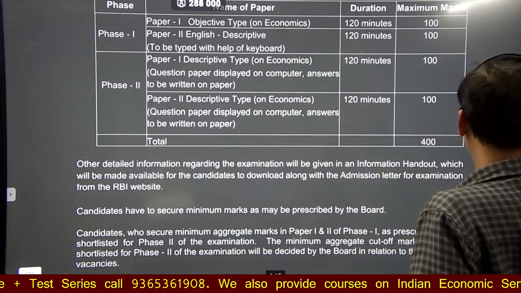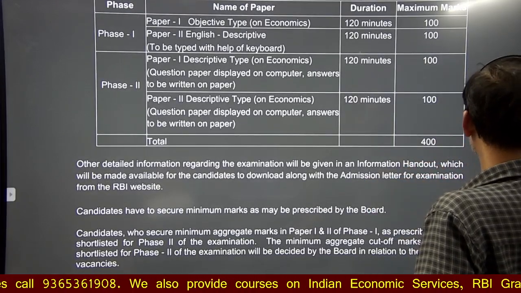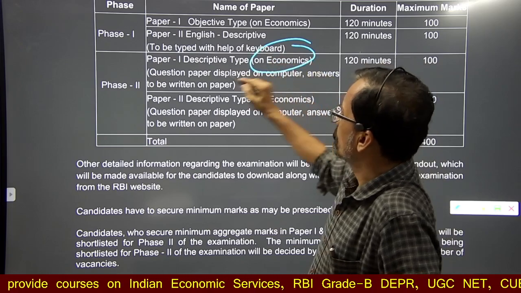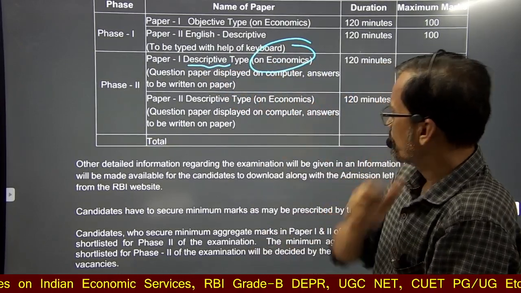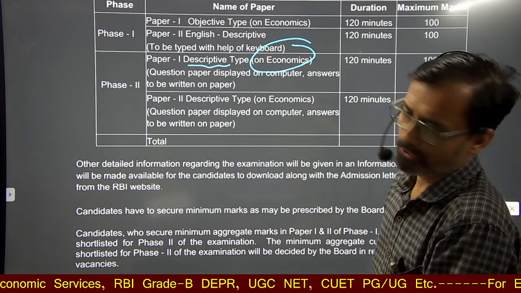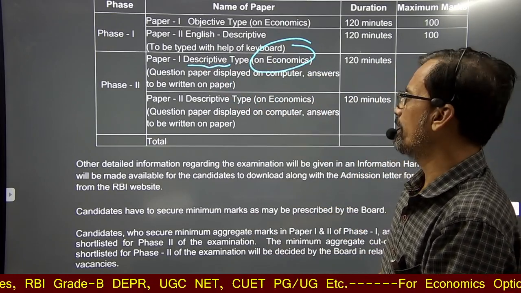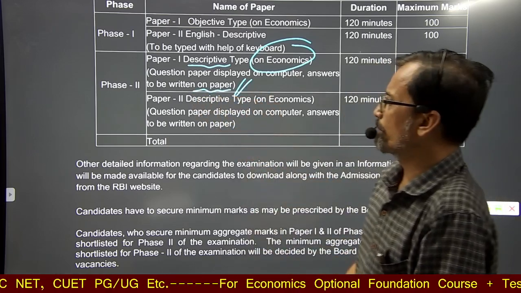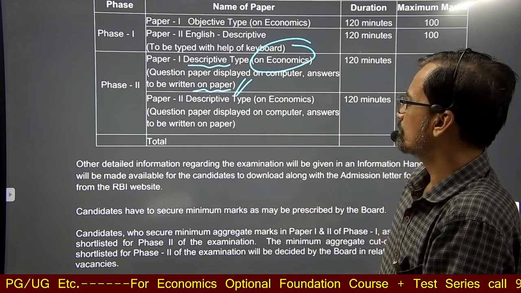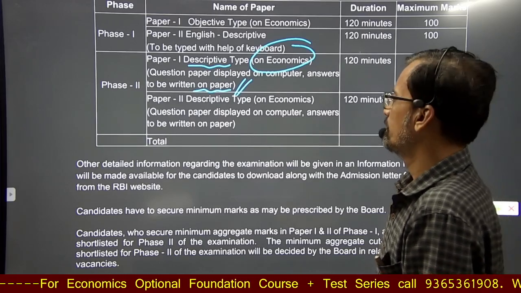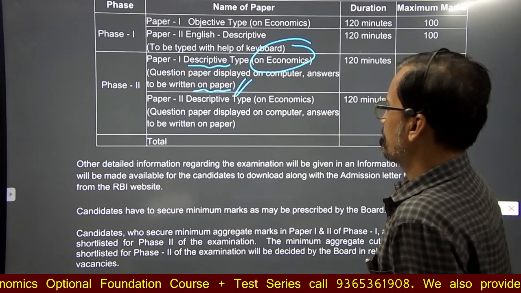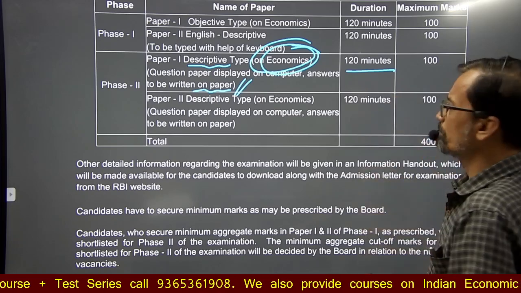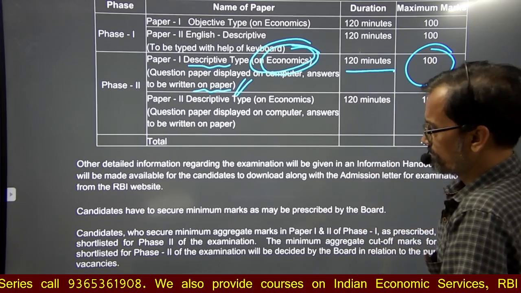phase 2. In phase 2, there will also be a specialized paper on economics, but it is descriptive. Questions will be displayed on your computer, but you have to write on paper. This is a descriptive paper on economics. Here also 120 minutes will be given for 100 marks.